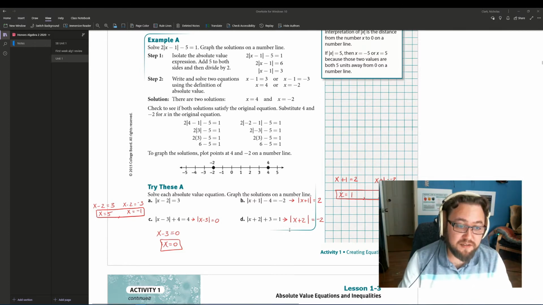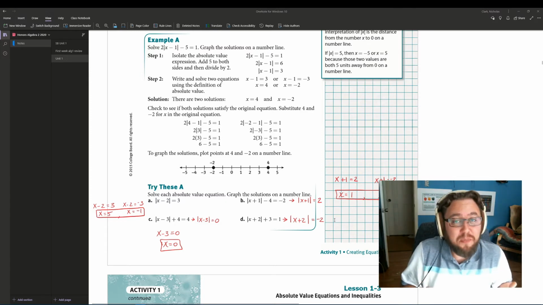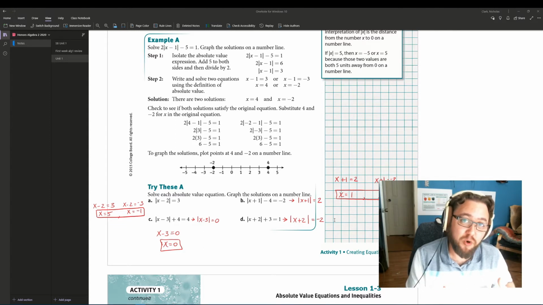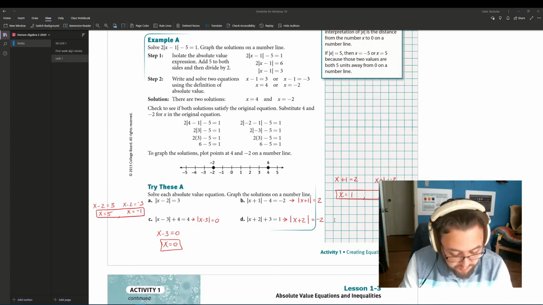Therefore, we've got stuff in absolute value bars equals a negative. It's not possible to happen. So if you end up in this situation, you don't have to keep working the problem. You can just put, there's no solution.